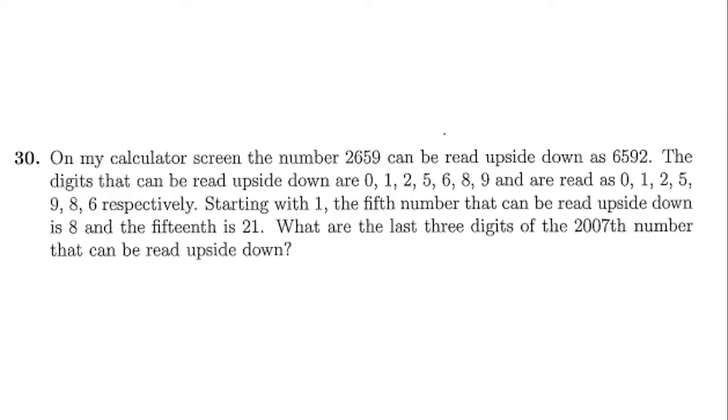Question 30, the final question. On my calculator screen, the number 2659 can be read upside down as 6592. The digits that can be read upside down are 0125689 and are read as 0125986 respectively. Starting with 1, the 5th number that can be read upside down is 8, and the 15th is 21. What are the last 3 digits of the 2007th number that can be read upside down?